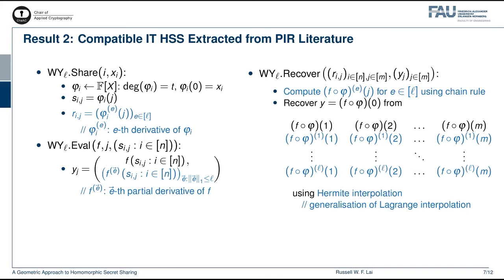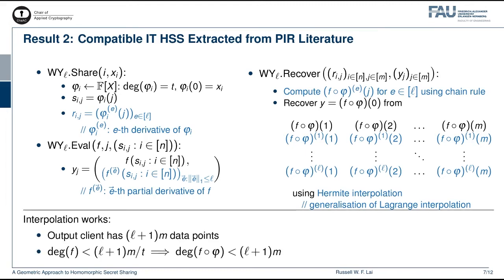The output client then recovers the computation result y, which is nothing but f composite phi evaluated at 0, by interpolating the data points presented on the screen right now using Hermite interpolation, which is a generalization of the Lagrange interpolation. For sanity check, we note that the output client has L plus 1 times m data points.